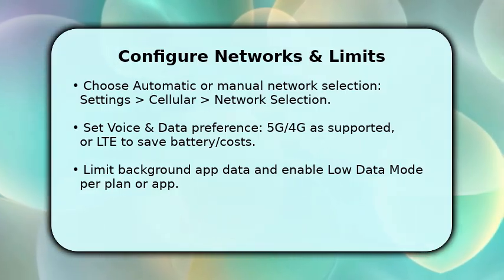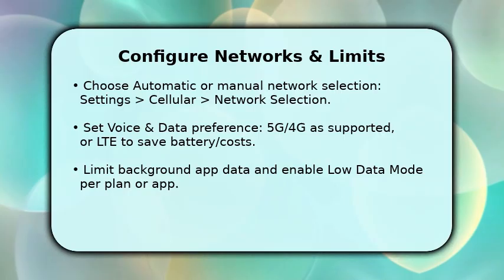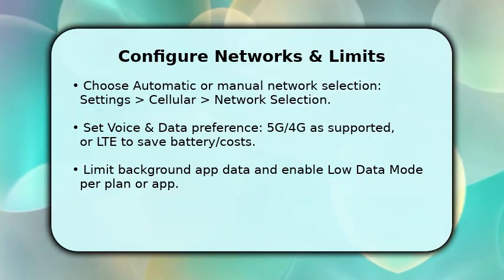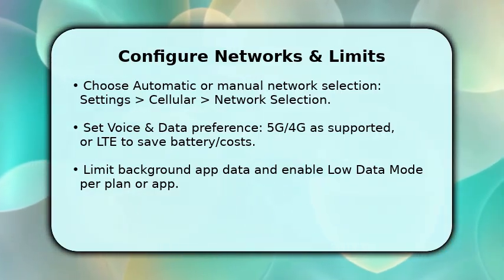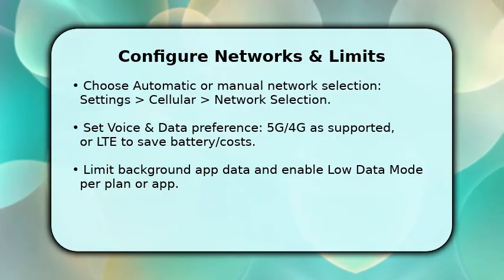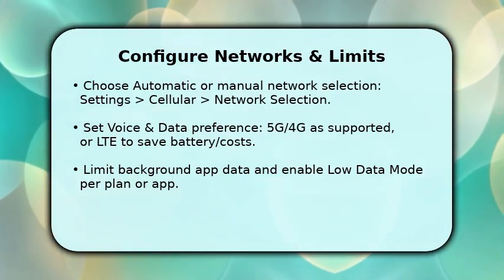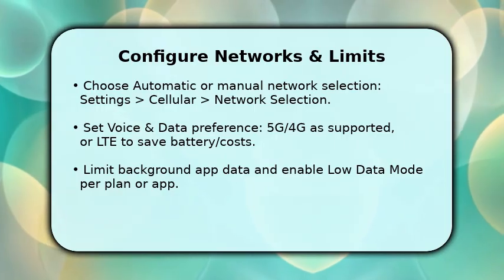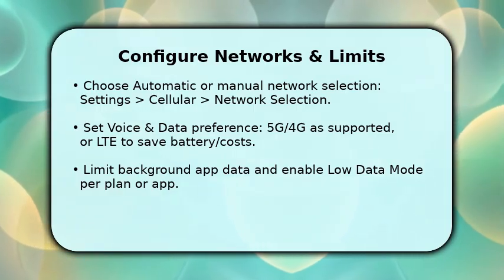Next, go to cellular data options and choose voice and data. Select LTE to reduce cost or 5G for speed. Also enable low data mode and restrict background app refresh to avoid surprise charges. You can toggle data per app in settings cellular.